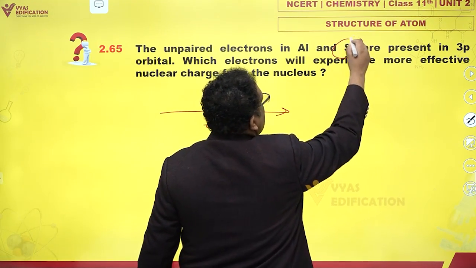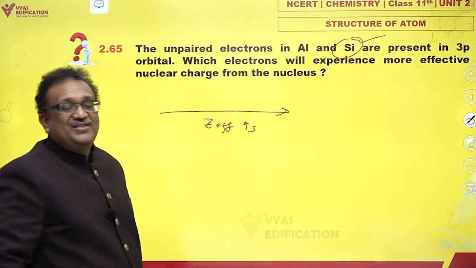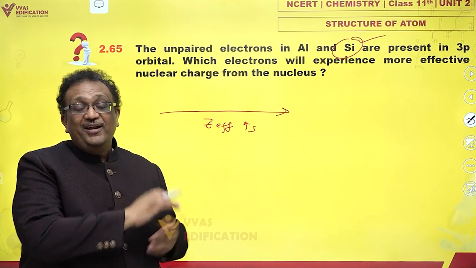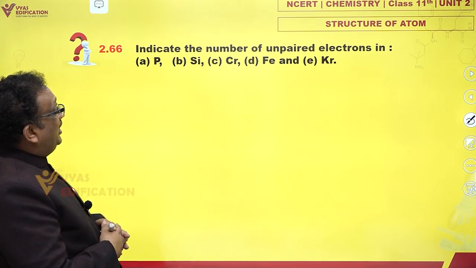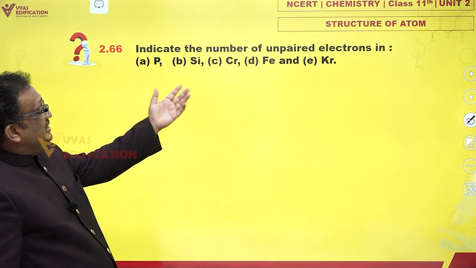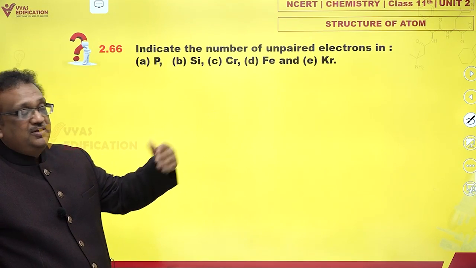So silicon is the answer? Yes, silicon is our answer. And that is why atomic radius also decreases because of greater attraction. Indicate the number of unpaired electrons in phosphorus, silicon, chromium, iron and krypton.